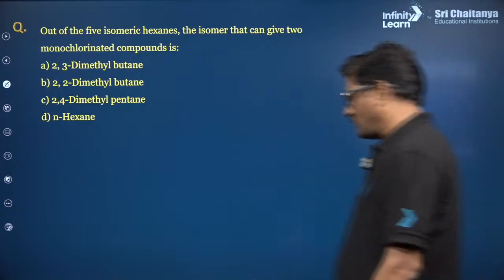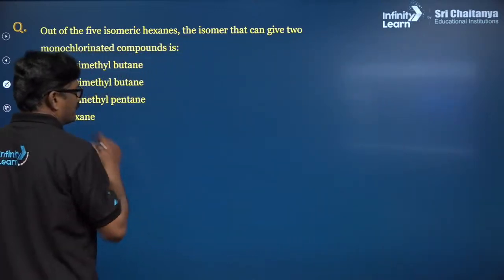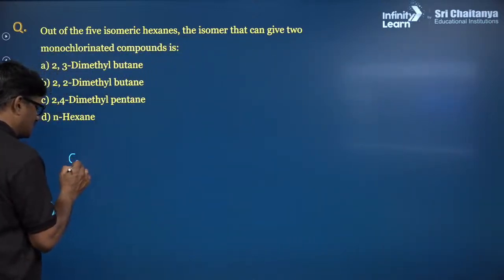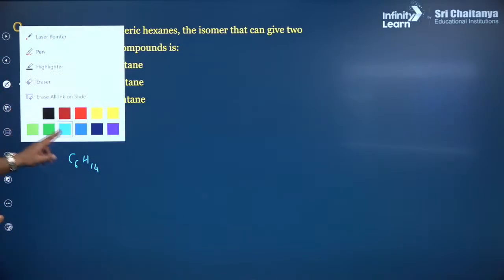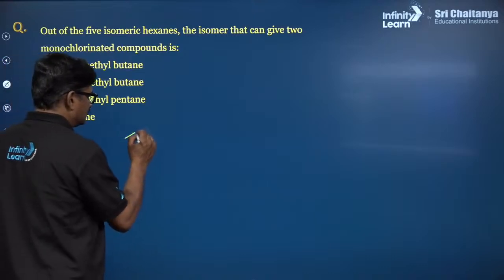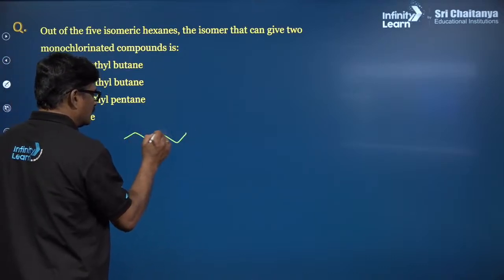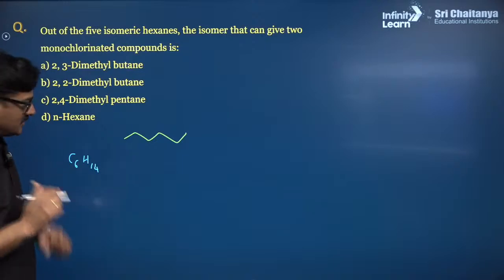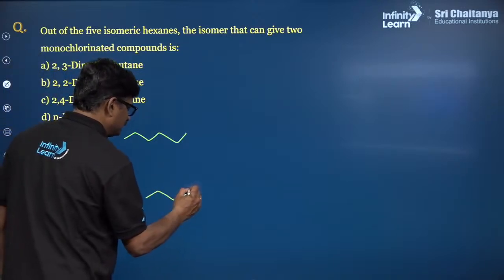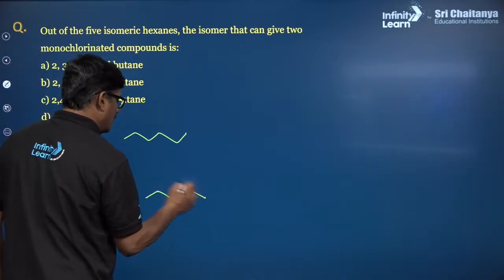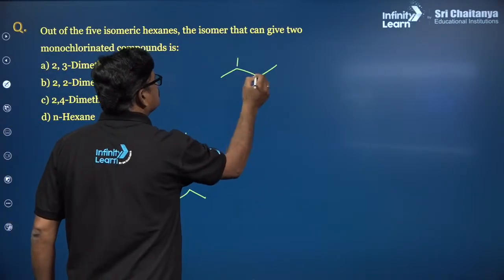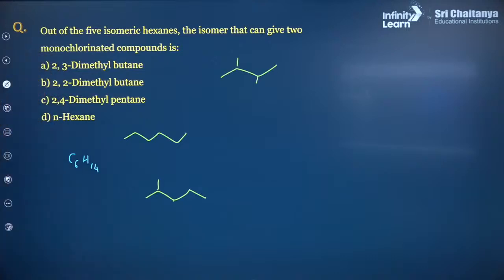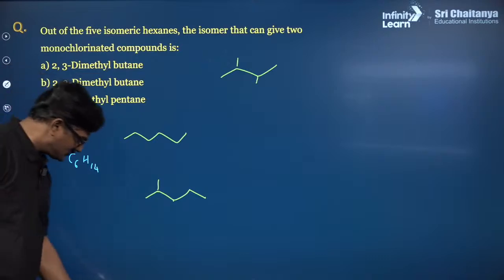So hexane, what will be its molecular formula? C6H14. For that I would say: 1 2 3 4 5 6, n-hexane; 1 2 3 4 5, methylpentane; and dimethylbutane, and it can have its own structures, right?